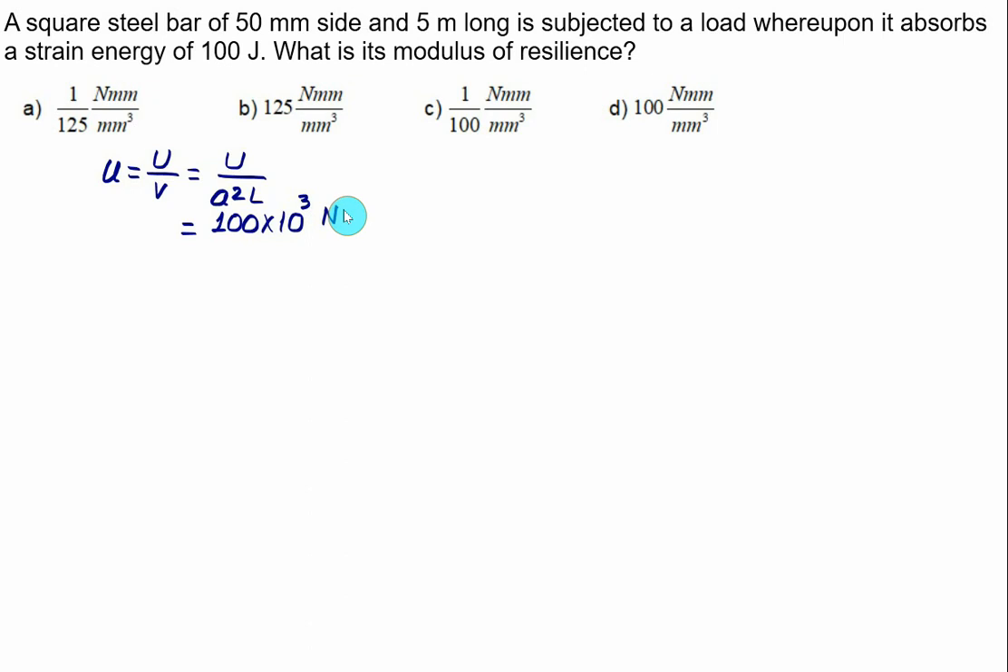U is equal to 100 Newton meter, which is 10 to the power 3 Newton mm, divided by area A equal to 50, so we'll take 50 square. Length we will take in mm, so that will be equal to 5000. So it is divided by mm cube. In this case we'll get the modulus of resilience equal to 1 divided by 125 Newton mm per mm cube. Choice A is the correct choice.